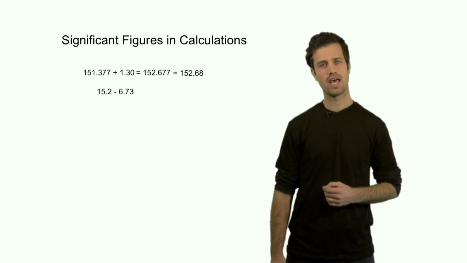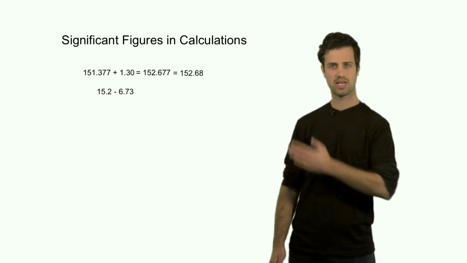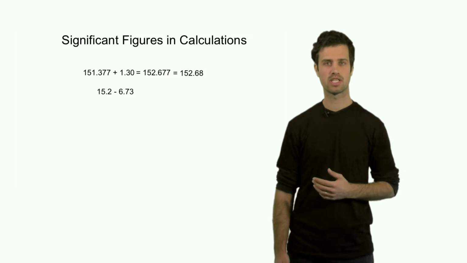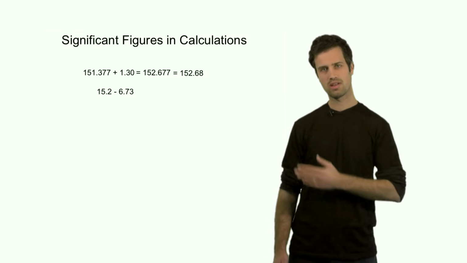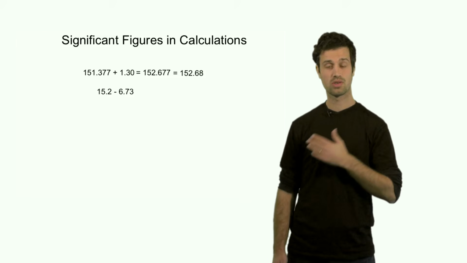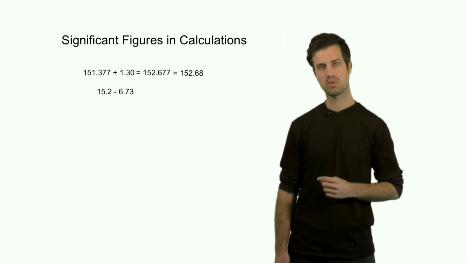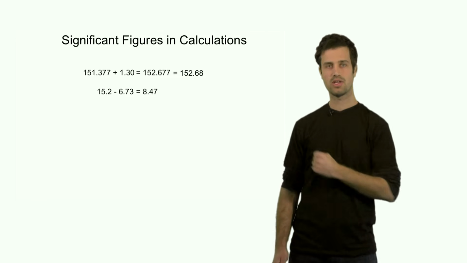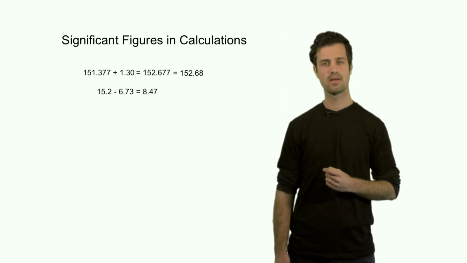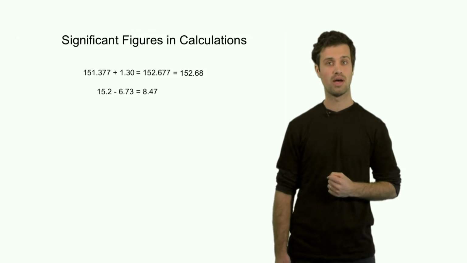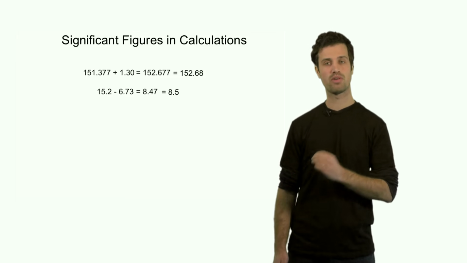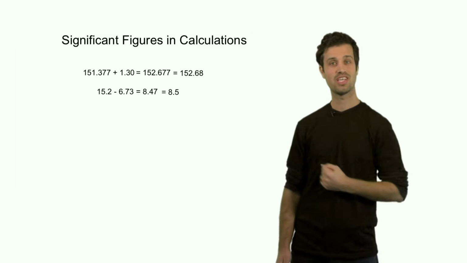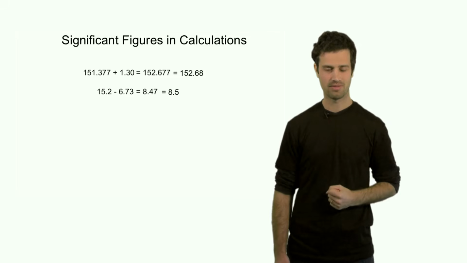Next, let's look at a subtraction. I'm subtracting 2 numbers here. The first number has 1 decimal place. The second number has 2 decimal places. That means that the result should be expressed in a number that has only 1 decimal place. The same amount of decimal places as the least precise measurement in my calculation. Your calculator will tell you that the answer is 8.47. However, we should remove the last digit to arrive at 8.5. The last digit to be removed was a 7, which is more than 5. So the preceding digit is going to be 5, 8.5.